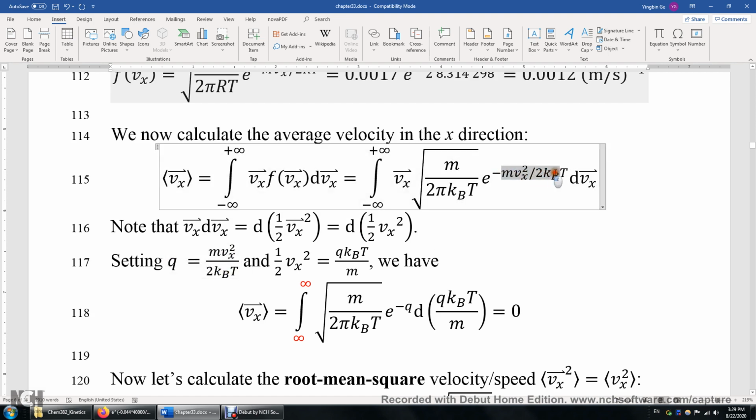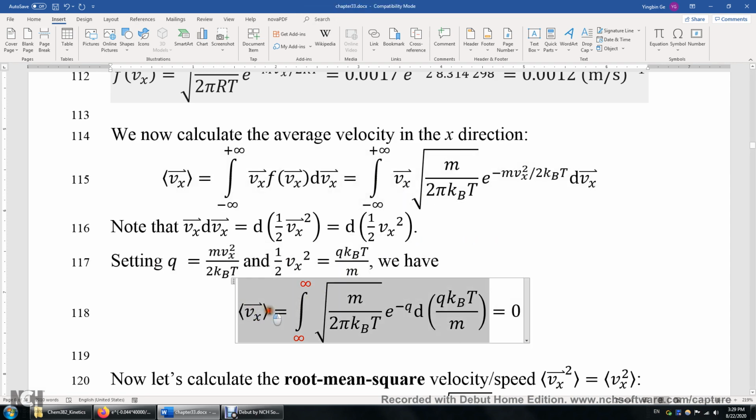So this whole thing is just our q. All right? And then we can express this half Vx squared. So you have Vx squared over 2 here. It's just q times kBT over m. By doing this variable substitution, we simplify this integral.